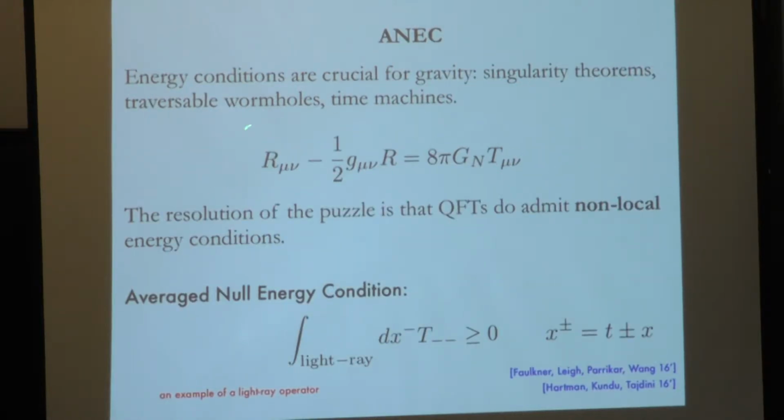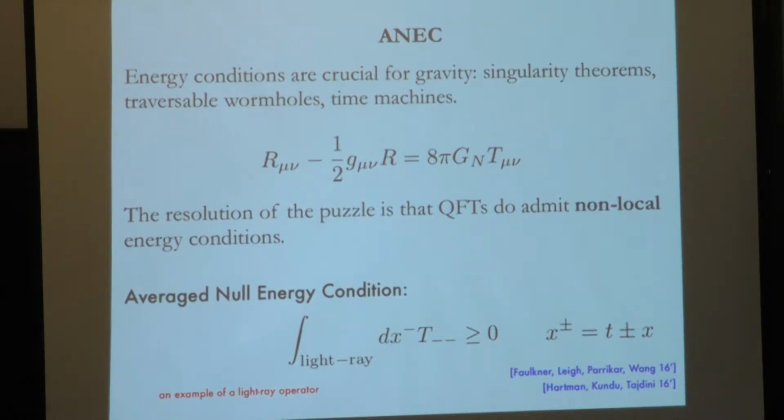But of course, if we want to make sense of Einstein equations, we want to assume something. All the famous results, or many famous results in general relativity, the big part of it is in energy conditions: strong, weak, dominant. But we just proved that in quantum field theory, we do not have such local conditions. So what's going on?